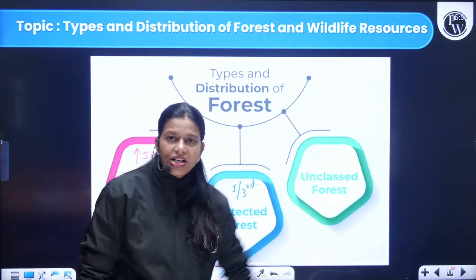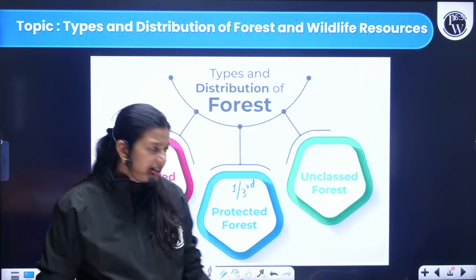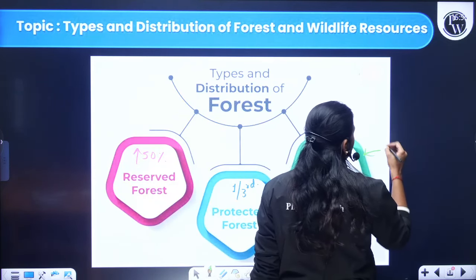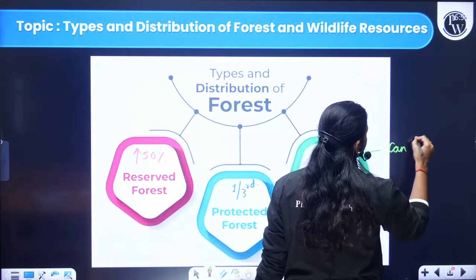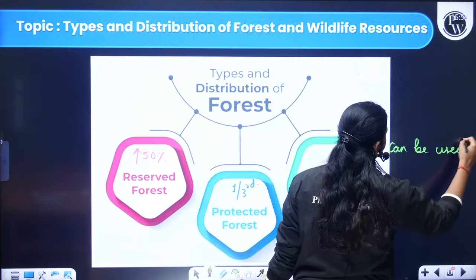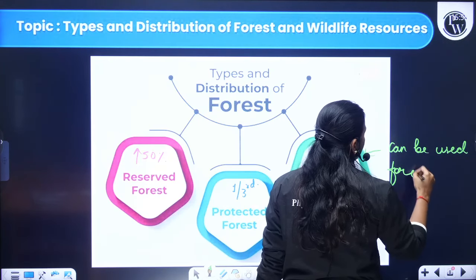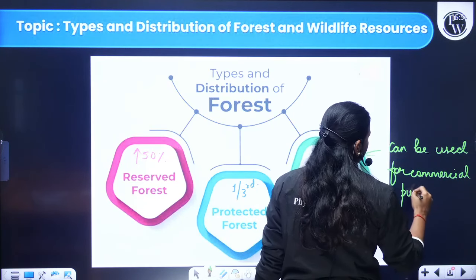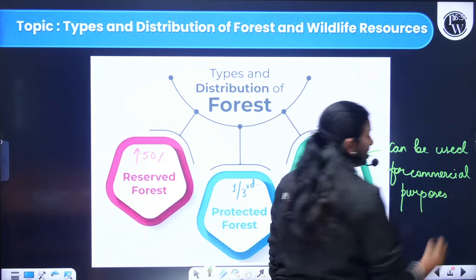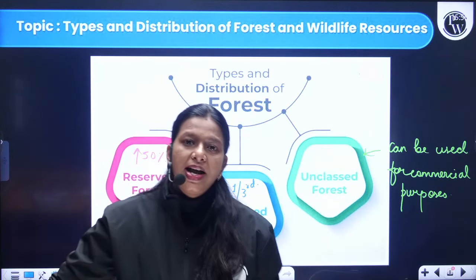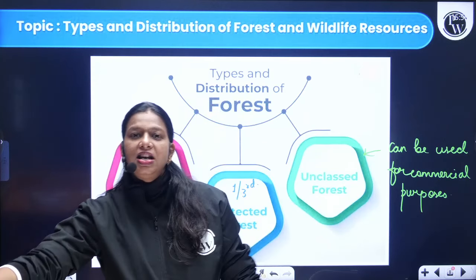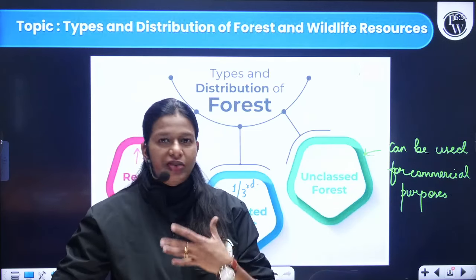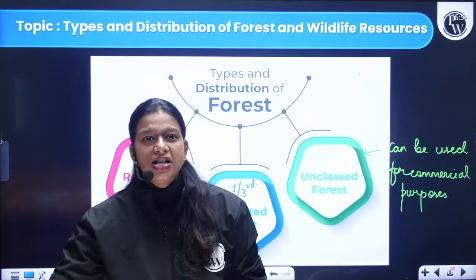And the third category is unclassed forest. As it says, the unclassed forest is the forest which can be used for commercial purposes, it can be owned by an individual, it could be owned by a government, it could be just a waste land. So these are the areas which are open for commercial exploitation. So we have not categorized it, we call it a unclassed forest, right?